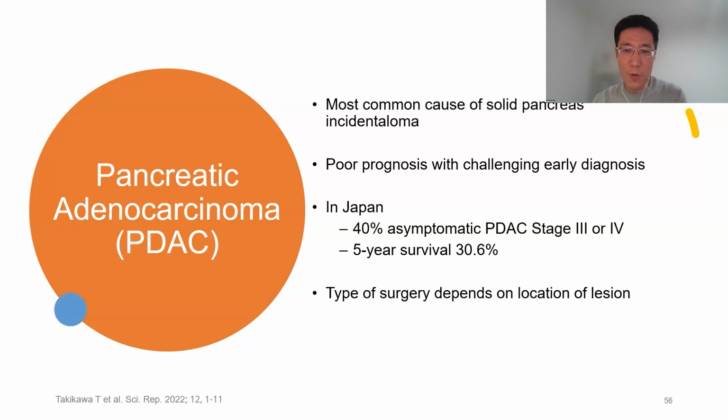And this is the one that we obviously all worry about. These are the most common cause of solid pancreas incidentaloma. It has a very poor prognosis despite advancement in chemotherapy and surgery. It's very hard to pick up early.